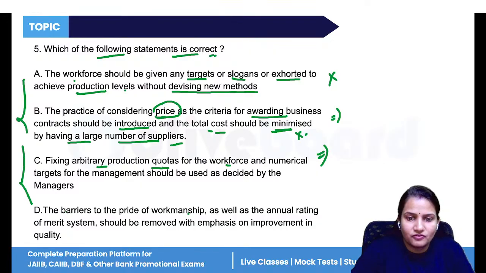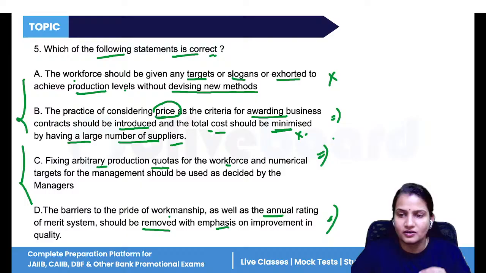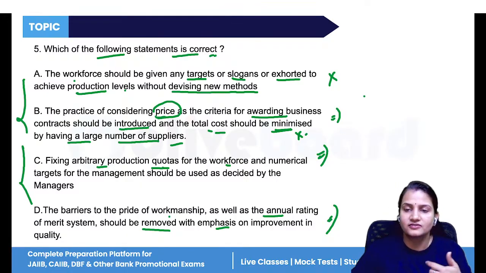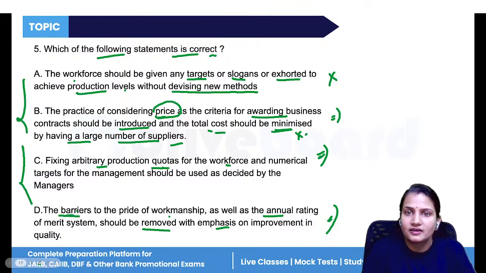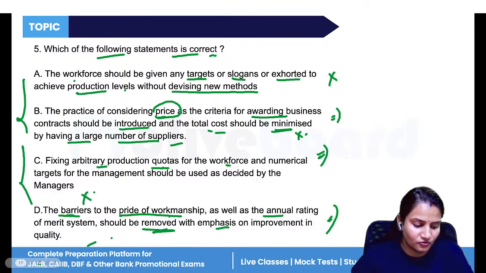The barrier to the pride of workmanship as well as the annual rating should be removed, yes. You should always help your workers so that they can feel proud of themselves, because ultimately the company is running just because of workers. If your labor class is not satisfied, they will not work effectively. So whatever barriers are coming in the way of pride of workmanship should be removed as soon as possible so that one can focus more on quality. All right, so option D is the correct answer.